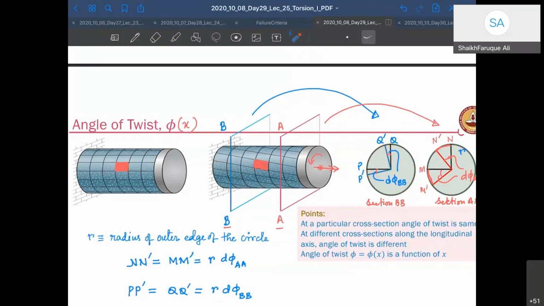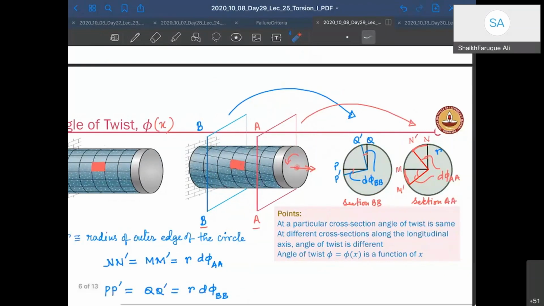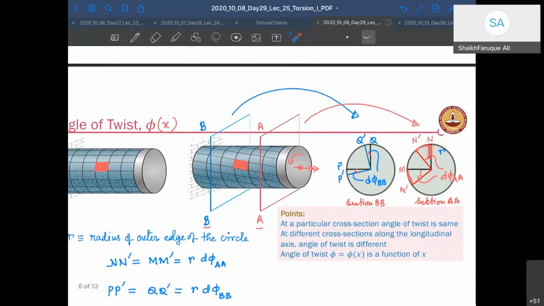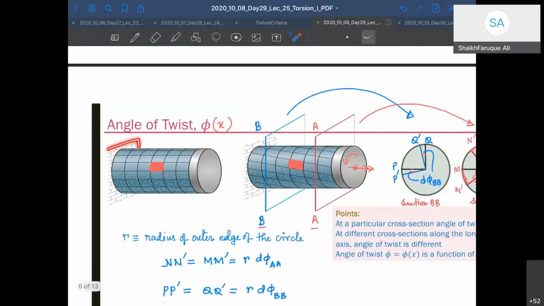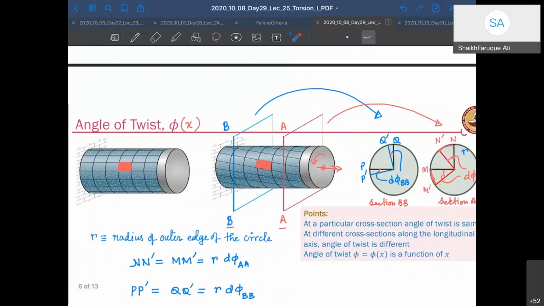Now, if you take another section at A, which is far away from the boundary, you get another curve where N and M were orthogonal to each other. Now they rotated to N dash and M dash, right? And this rotation is obviously much larger than this rotation, and the rotation will be 0 at the boundary, right? Therefore, you see that there is this change which is increasing with the x value.